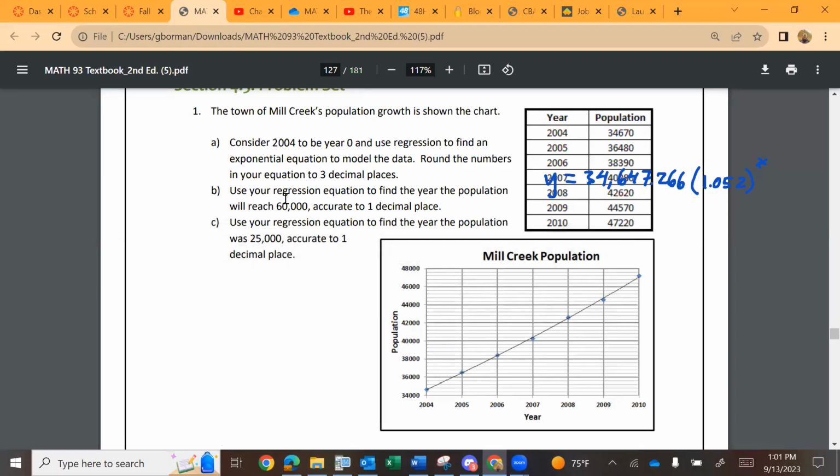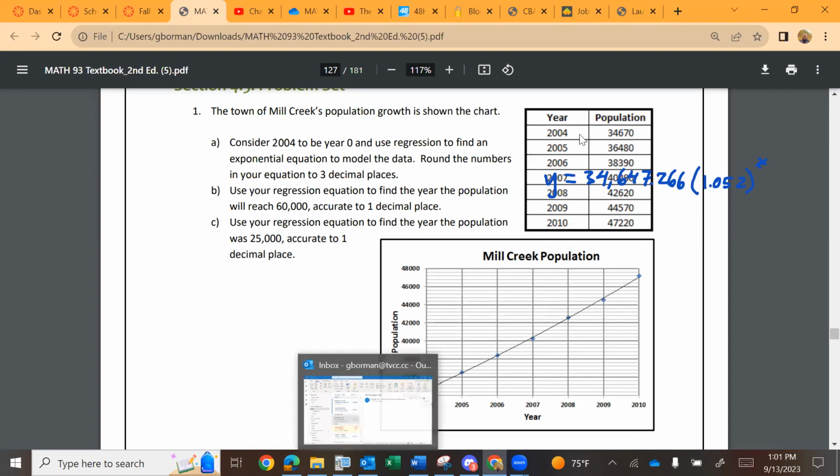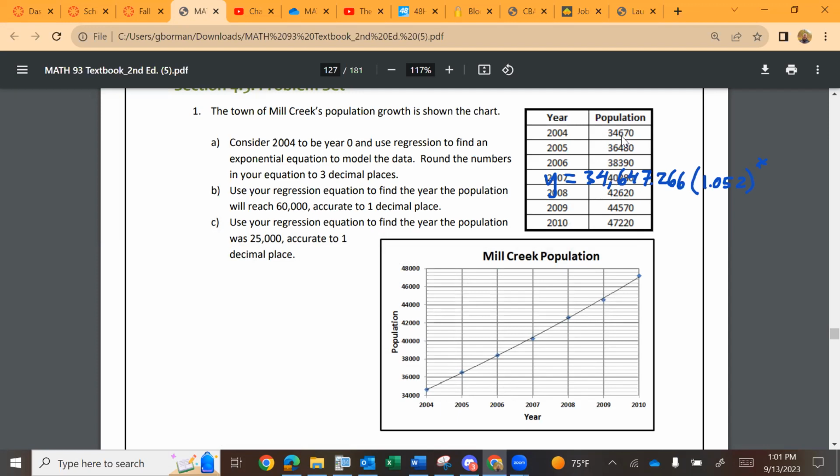Use your regression equation to find the year the population will reach 60,000. We can look at this and say the population is going up, and when we get to 2010, it's at 47,220. It's exponential, so as the years roll on, it grows faster and faster. The amount it increases by each year will get bigger and bigger.